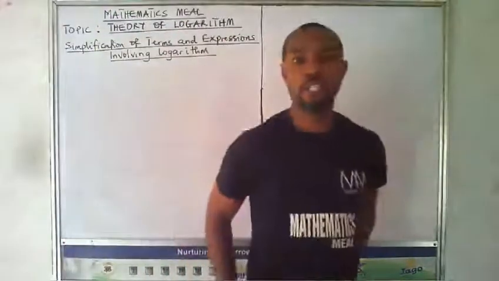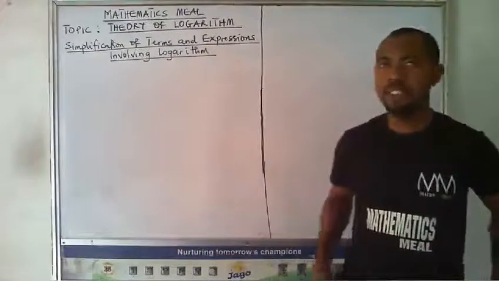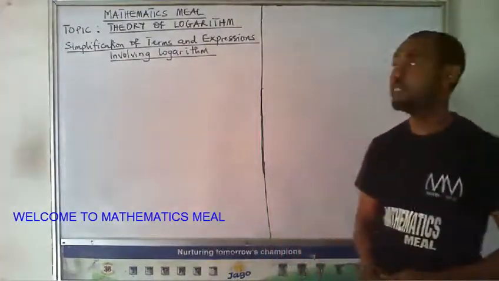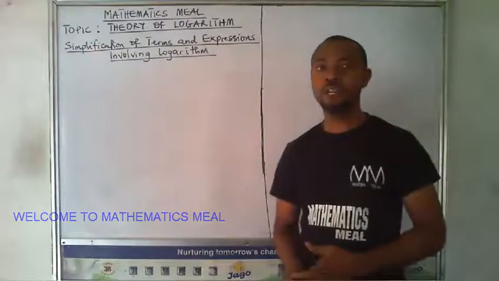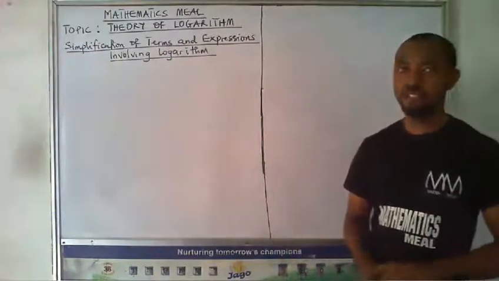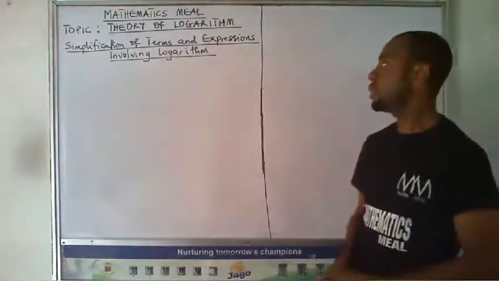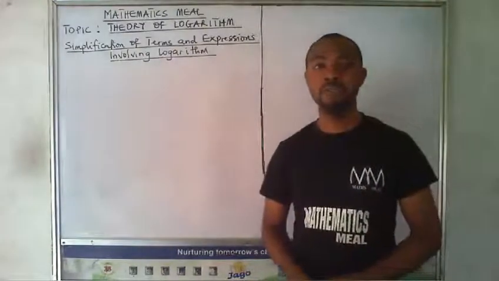Alright, welcome once again to Mathematics Meal. We are still on theory of logarithm, and so far we have looked at the meaning and the laws of logarithm. Today we want to look at simplification of terms and expressions involving what?